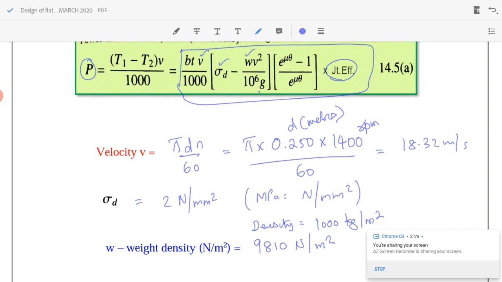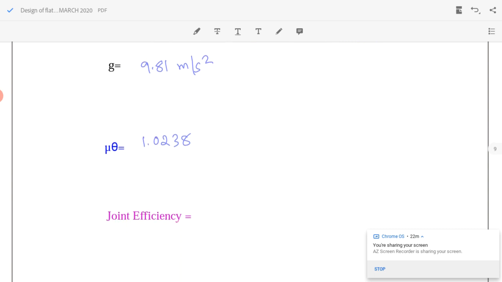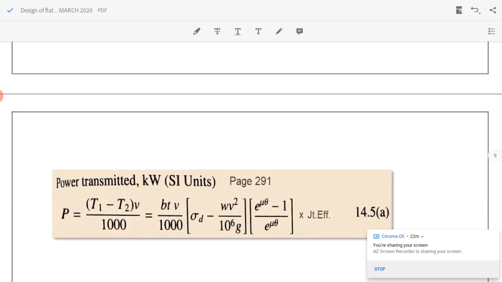G equal to 9.81 meter per second square, and mu theta is also known. I can substitute all these values, where power should be in kilowatts. So G equal to 9.81 meters per second square, mu theta equal to 1.0238, and given joint efficiency equal to 90%. So 90% will be equal to 0.9. 90 by 100 equal to 0.9. Now we can substitute all those values in this equation.